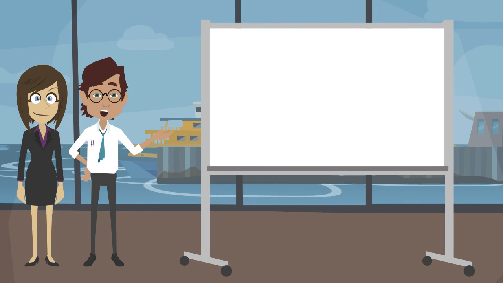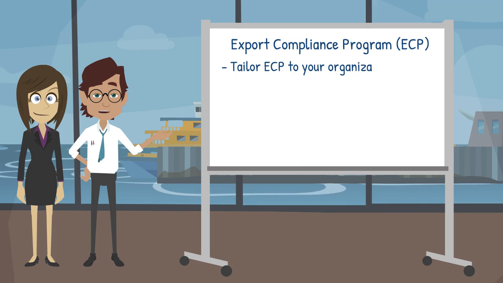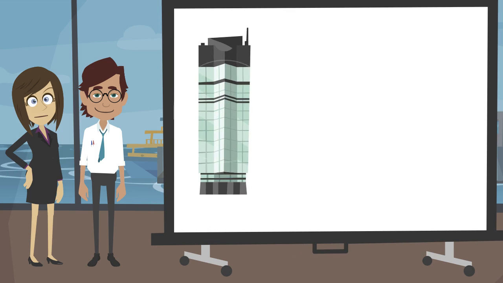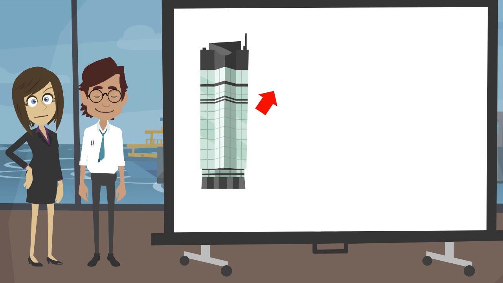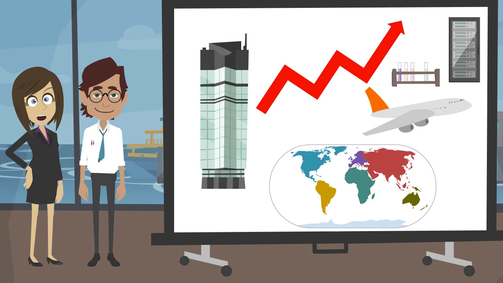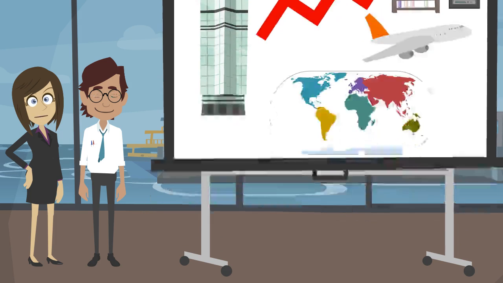But before we jump into the 8 elements, here are a few tips to keep in mind. One size does not fit all. Your ECP should be tailored to your organization. What works for one company might not work for another. Some factors to consider include the size of the company, the number or volume of exports, and the types of items to be exported or re-exported, the end use or the end user, and the geographic location of your customers.